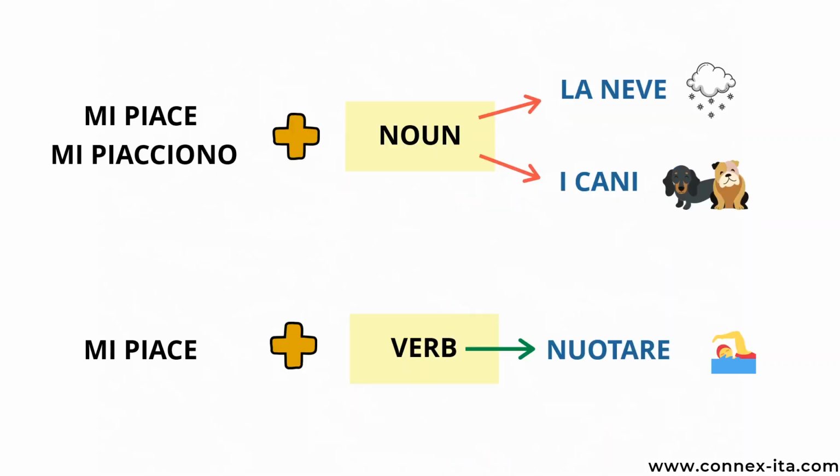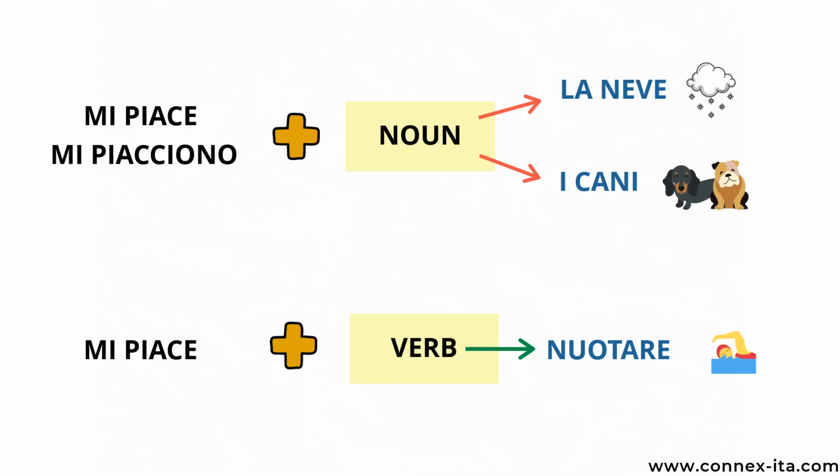Before we go on, I want to mention that the expression mi piace, mi piacciono can be followed by a noun but also by a verb. When you refer to a noun, it can be singular or plural. So for example, mi piace la neve is singular and means I like the snow, while mi piacciono i cani is plural because the noun dog, cane, is in the plural form.